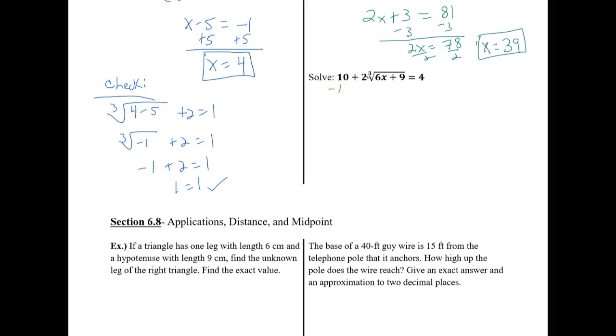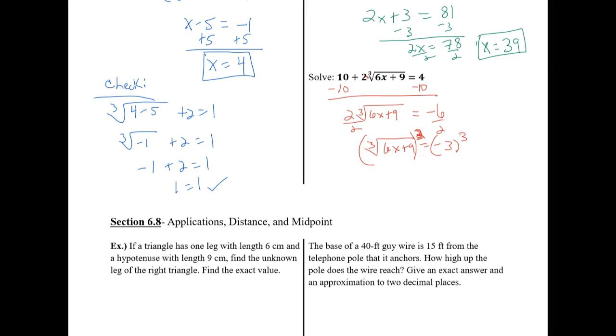I have to isolate it. I subtract 10 from both sides. I have 2 times the cube root of 6x plus 9 equaling 4 minus 10, which is negative 6. Divide both sides by 2. I get the cube root of 6x plus 9 equaling negative 3, right? Negative divided by positive is negative. Now this is a cube root, so we're going to undo that cube root by cubing both sides of the equation. Oops, I said cube and I wrote a square.